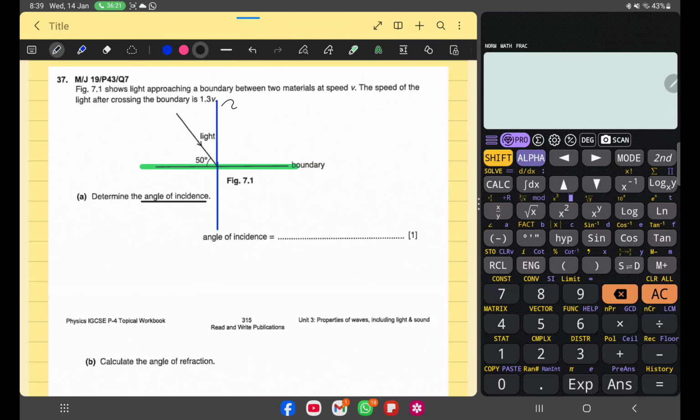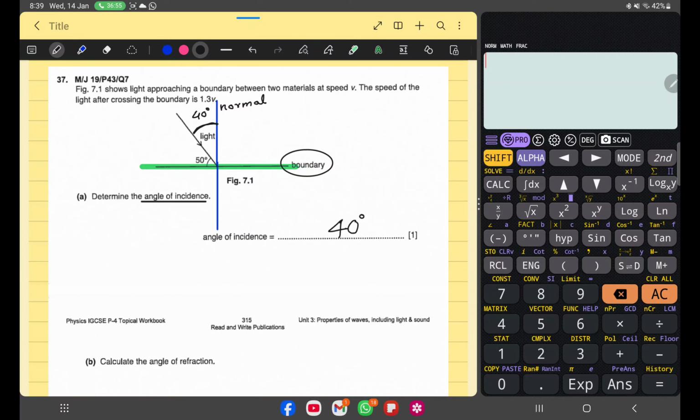No, no, no. Angle, yes. Angle is measured with the normal, beta. Angle is measured from the normal, not from the boundary. Okay, so this is the incident ray. This ray is striking on the boundary, but the angle of incidence is with the normal, and with the normal the angle is 40 degrees. So the angle of incidence is 40 degrees.